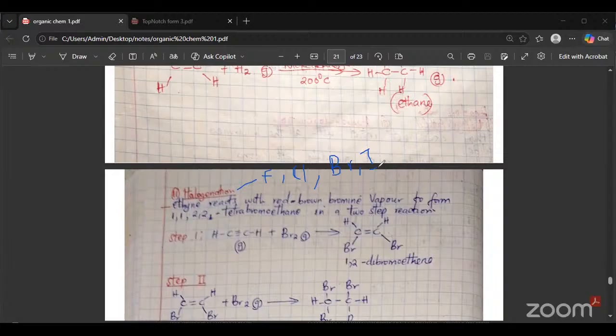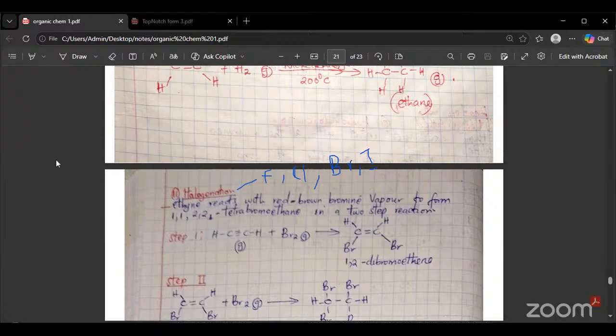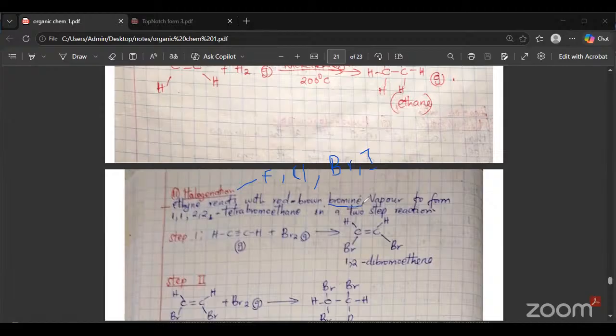Now, another thing you're supposed to remember: halogenation is one of the tests that we normally use to test for unsaturation. To be specific, we are using bromine. That is very specific. The reason why bromine is chosen is because of the color. We want to make work easier.